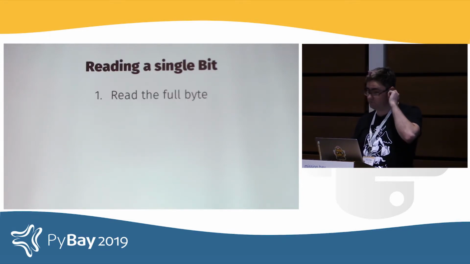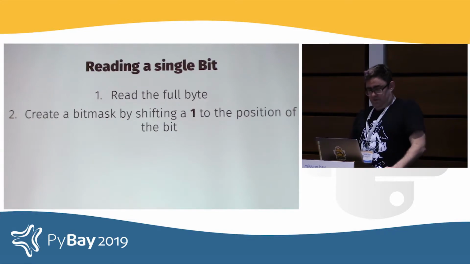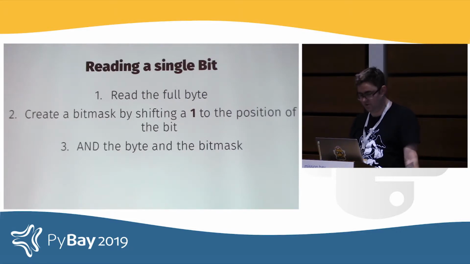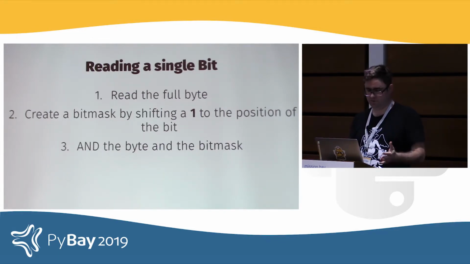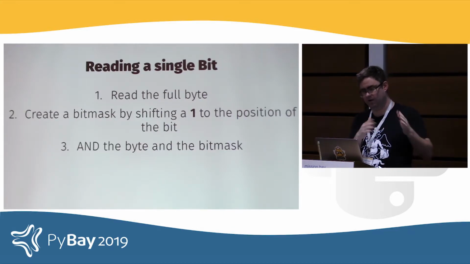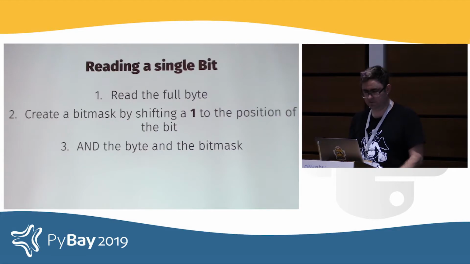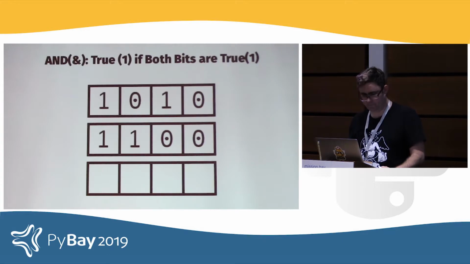So here's an example of reading a single bit. First, you read the whole byte. Then you want to create a bit mask by shifting 1 into the position of the bit that you care about. Then you're going to AND the byte and the bit mask. And the resulting value will be the bit that you care about. If the resulting value is 0, that bit you care about is false. Anything other than 0, it will be true, because since you've shifted it over to a higher place, the value you get back might be larger than 1. If you were to shift it back, it'd go back down to 1.